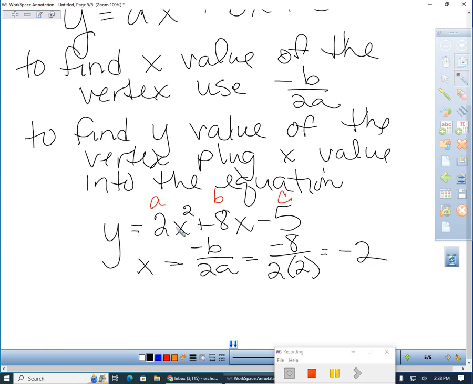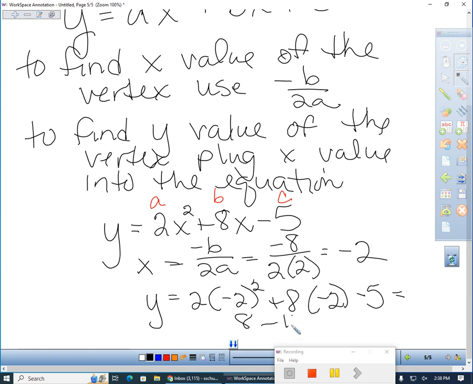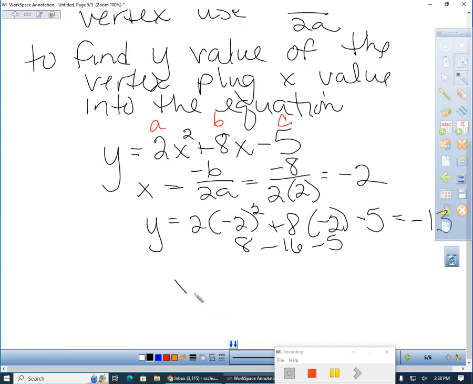Now I take this negative 2 and plug it into my equation to find y. So y equals 2 times negative 2 squared plus 8 times negative 2 minus 5. So this is 8 minus 16 minus 5. So we get negative 13. So my vertex is at negative 2, negative 13. Once I have that, everything else is the same. Everything else is identical to yesterday except for this.